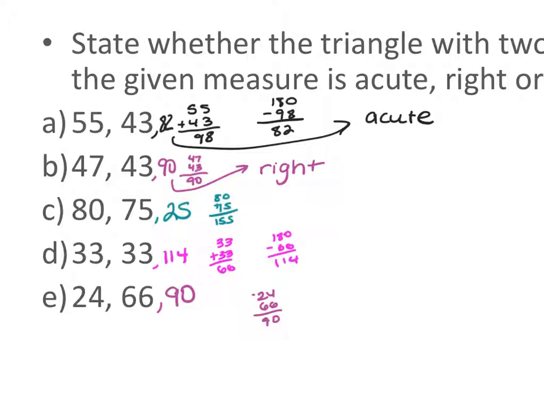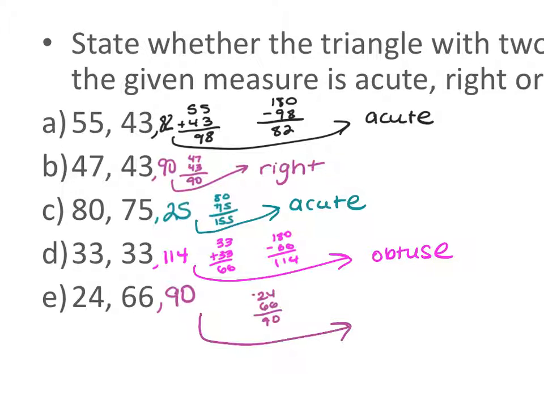C, 80 and 75 is 155. Subtract that from 180, you get 25. This is acute. 33, 33, and 114 makes D, obtuse. And 24, 66, and 90 makes E, right.